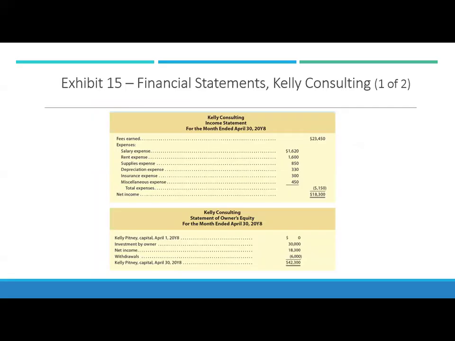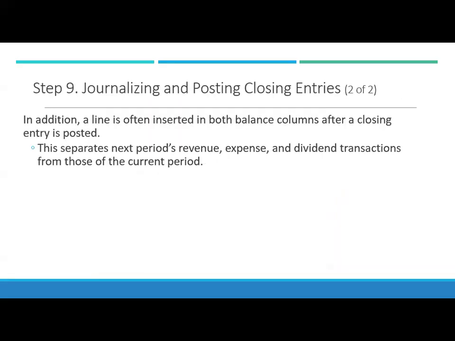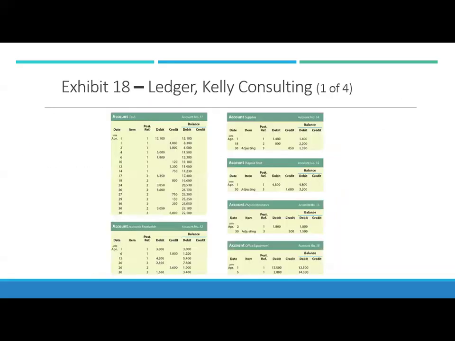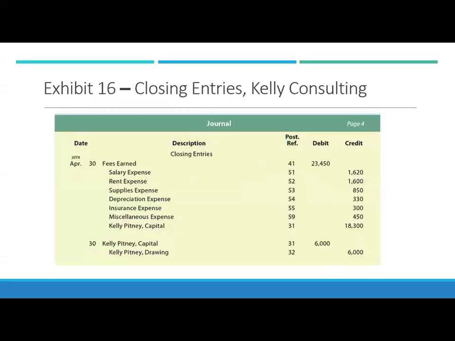The impact of our closing entry on capital is going to be the amount of net income and the amount of withdrawals. And so it really mirrors the statement of owner's equity here, and it'll adjust it to the ending balance of 42,300. And what this ends up being is an $18,300 credit and then a $6,000 debit to capital.